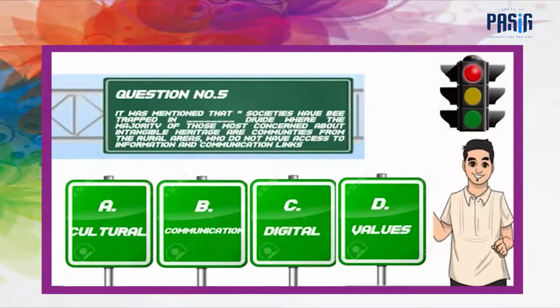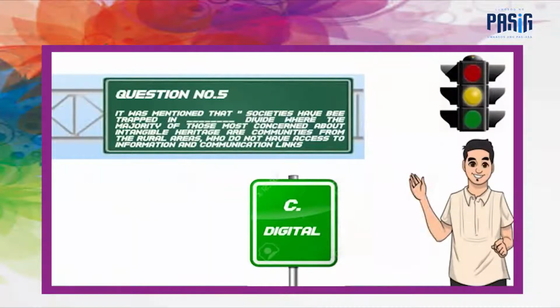Fifth and final question for our pretest. It was mentioned that societies have been trapped in a blank divide where the majority of those most concerned about intangible heritage are communities from the rural areas who do not have access to information and communication links. The choices are A. Cultural, B. Communication, C. Digital, D. Values. The correct answer is letter C. Digital.